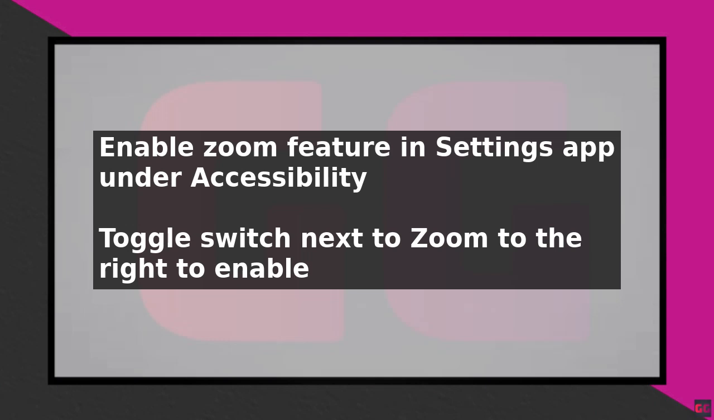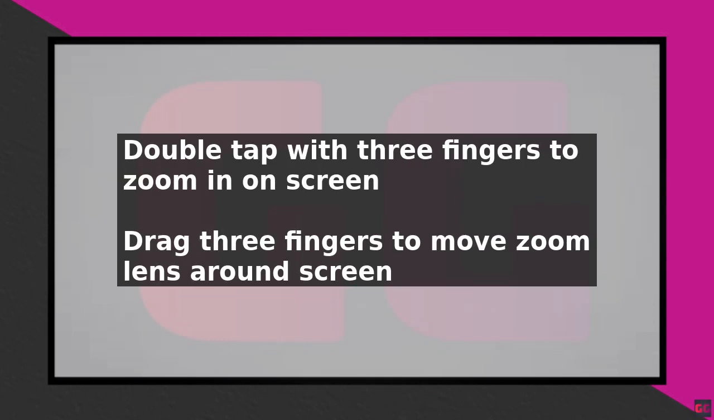Now, to zoom in, double tap with 3 fingers on the screen. You can also use 3 fingers to move the zoom lens around the screen by dragging them. To zoom out, double tap with 3 fingers again.